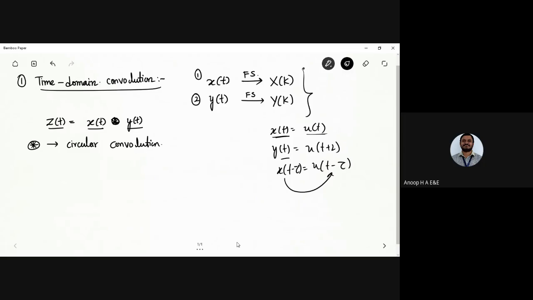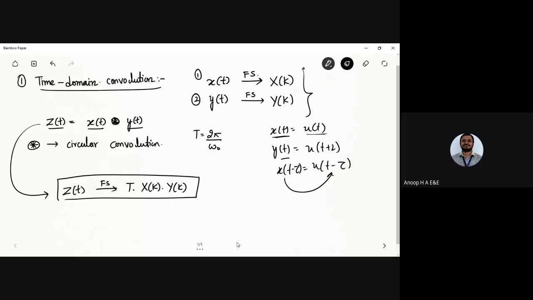Okay. So now by omega naught, so 2 pi divided by omega naught. So z of t is this one. Now if you take the Fourier series of it, that is z of t, by taking the Fourier series, what are you going to get? You are going to get T into x of k into y of k. So that is z of t.